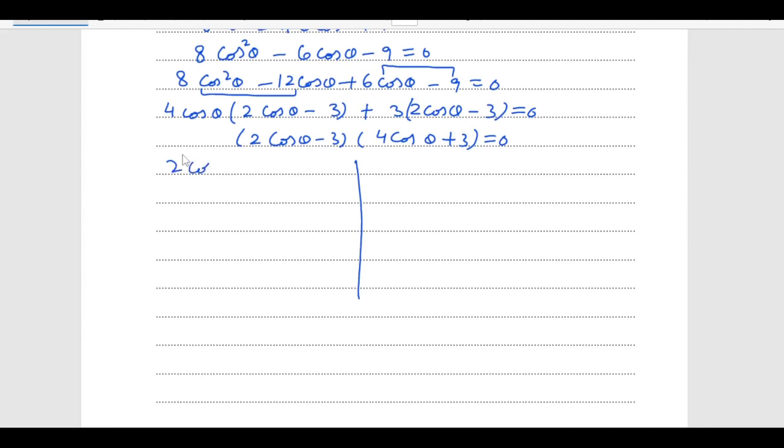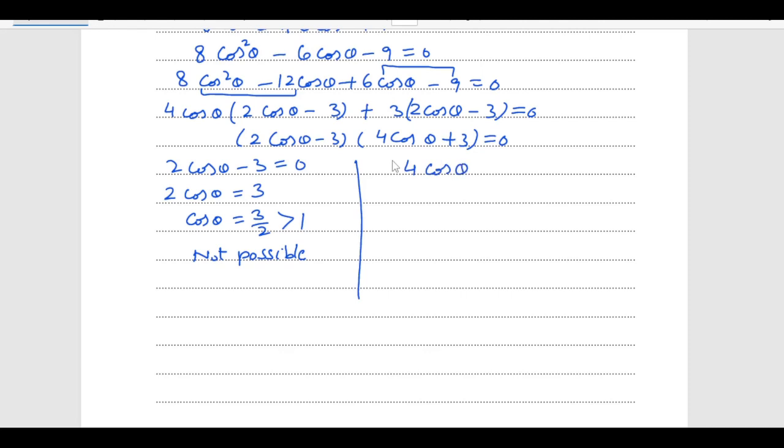2 cos theta minus 3 is equal to 0. So that means 2 cos theta is equal to 3 and cos theta will be 3 over 2. Now this is greater than 1, so this is not going to be possible, because the value of cos theta cannot be greater than 1, right. So we will see the other one now.